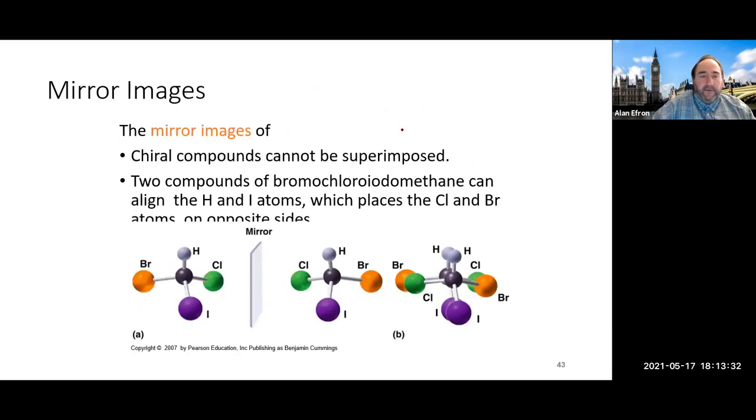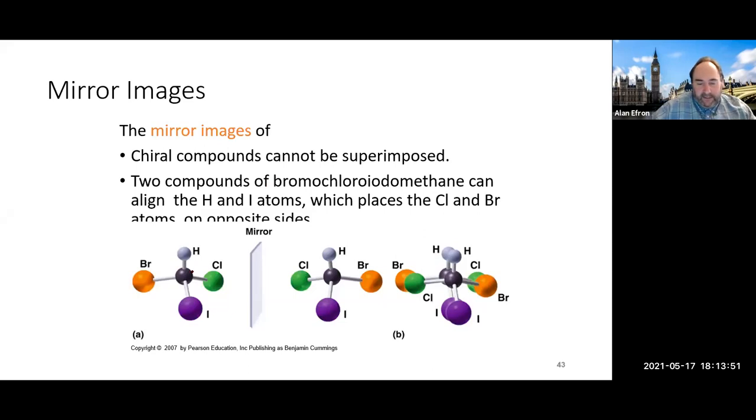And again, you could do that with your hands. Be careful, don't hurt yourself trying to rotate your hands. But again, you can move it around, and you'll never get everything to line up perfectly the same. Now, mirror images of chiral compounds cannot be superimposed. The two compounds really don't align.